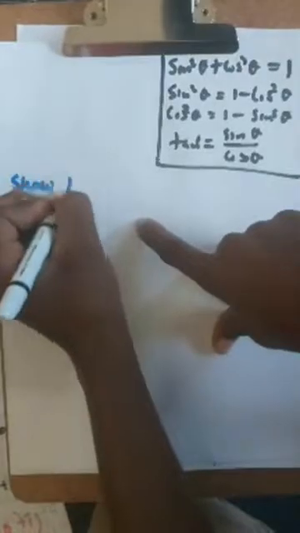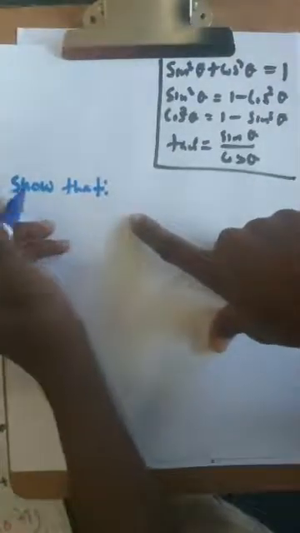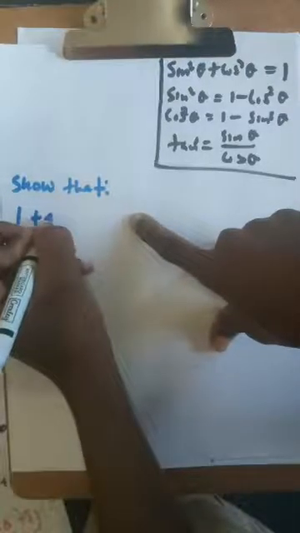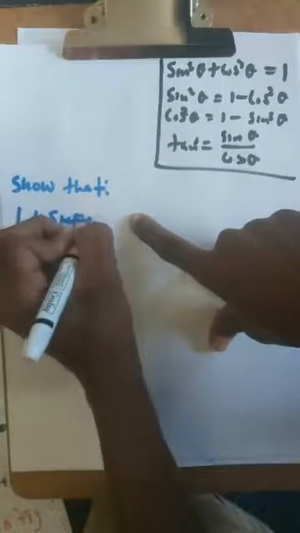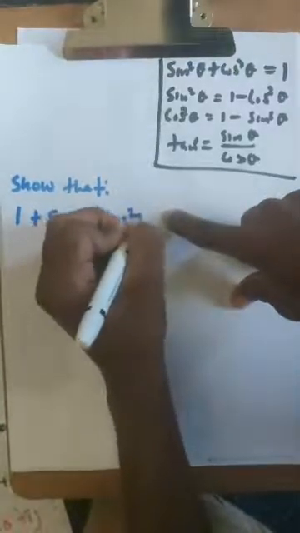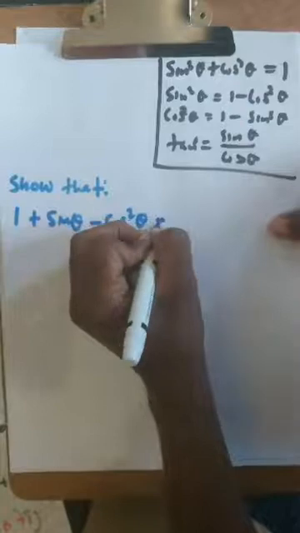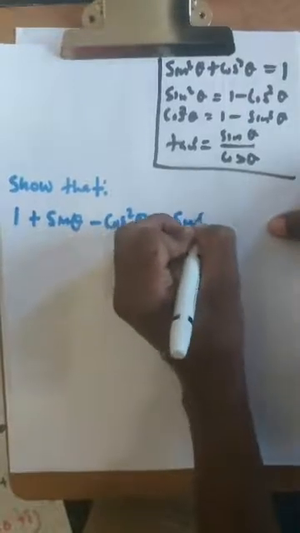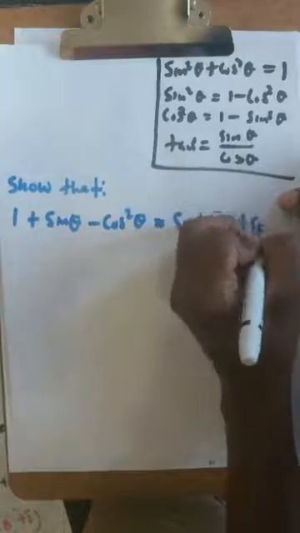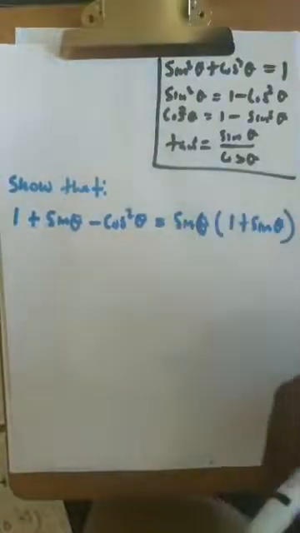So let's say, for example, we are just given a question. Show that, let me just take a simple one: 1 plus sine of theta minus cos squared of theta is equal to sine theta times 1 plus sine of theta. This is what we have.